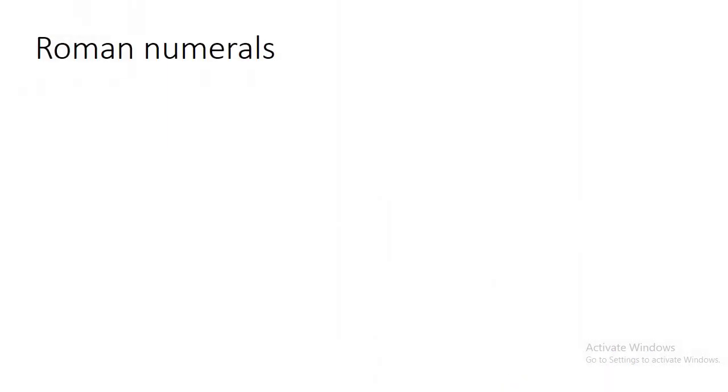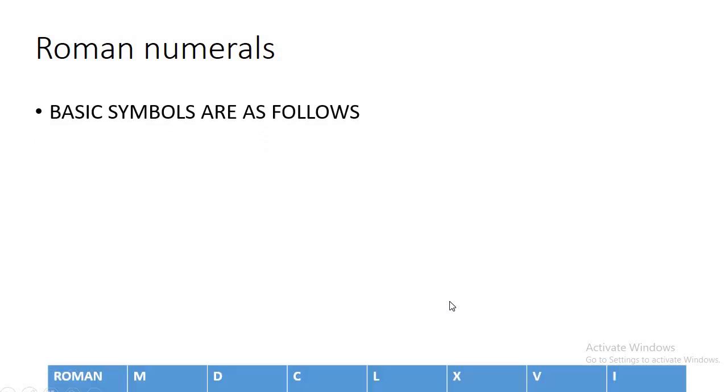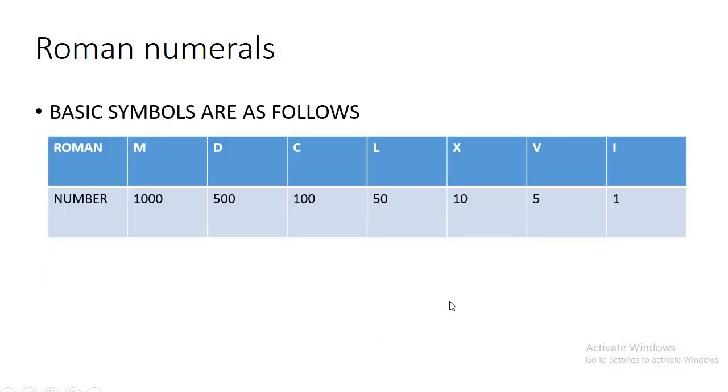Now let us talk about Roman numerals. Basic symbols are as follows. We have M, D, C, L, X, V and I. I stands for 1, V stands for 5, X stands for 10, L stands for 50, C stands for 100, D stands for 500 and M stands for 1000.